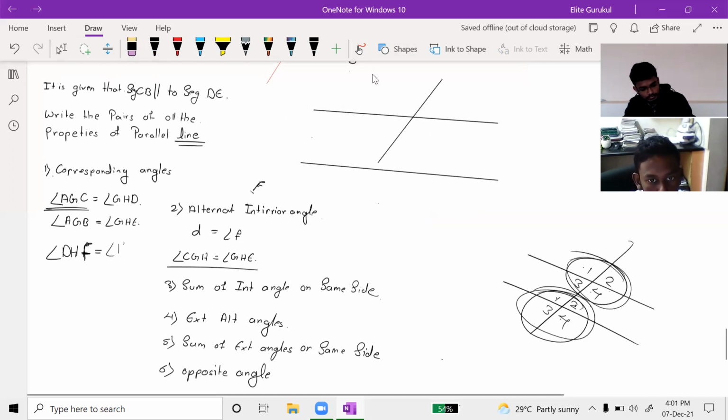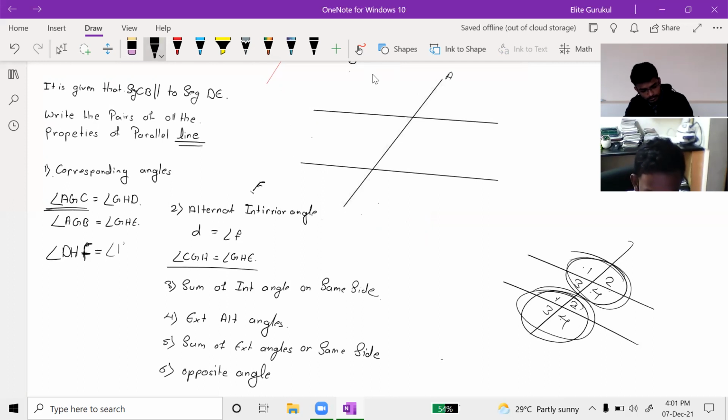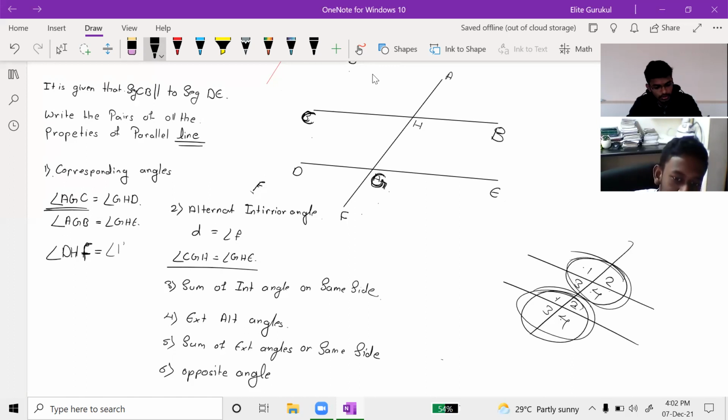Have you drawn the diagram? Yes, sir. Tell me the names: A, B, C, D, B, E. C is this side, sir, and B is here, na? B is here, yes, sir. And F, G, H. G is here, correct. H is down, sir. That is what I was saying.